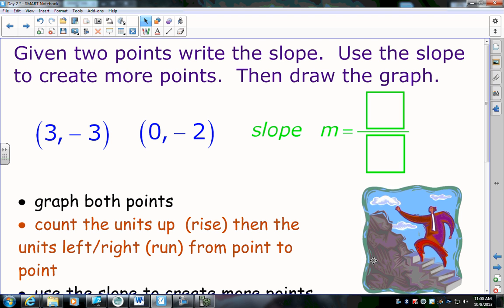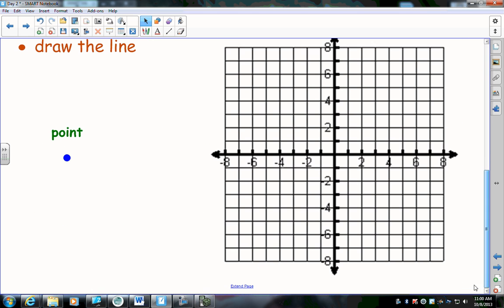Right now on your paper, it says we have 2 points, 3, -3, and 0, -2. I want you to plot those 2 points on your graph, and I want you to find your slope, find your rate of change. So here, we've got 3, -3. Start at 0, 0, over 3, and down 3, and put a dot. Then the other point is 0, -2.